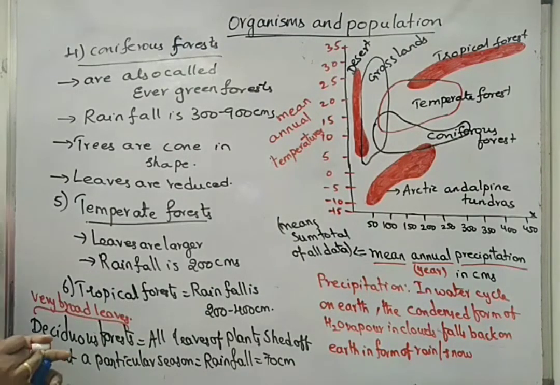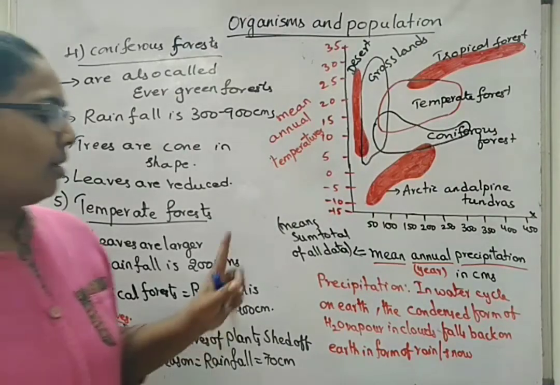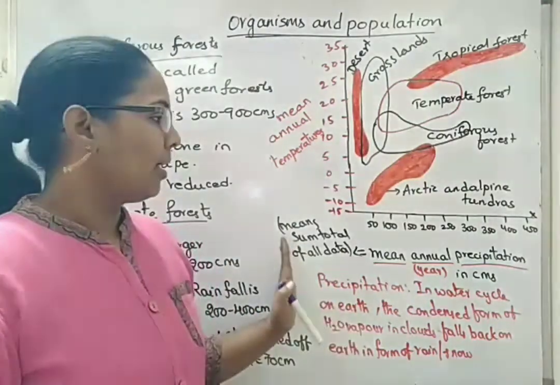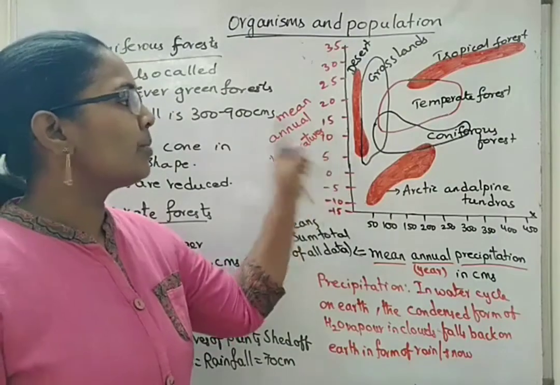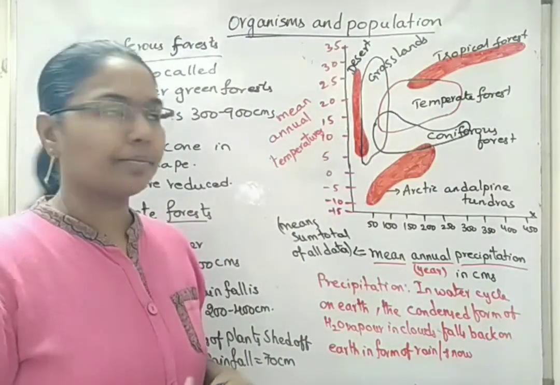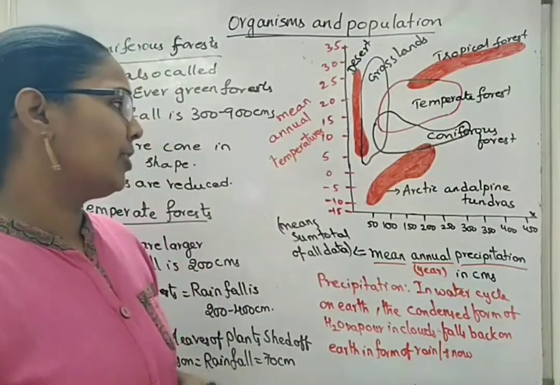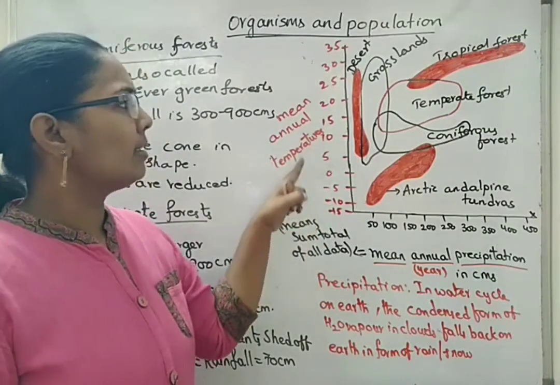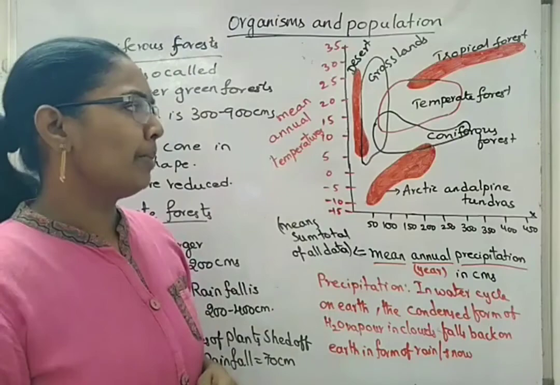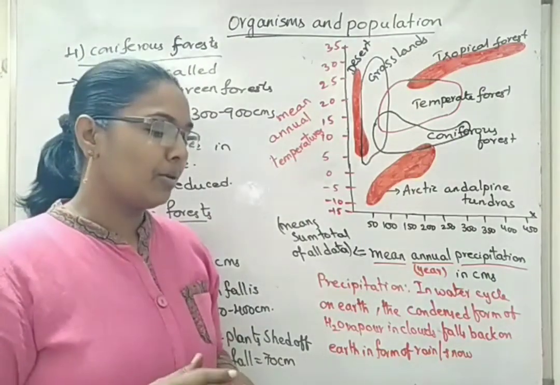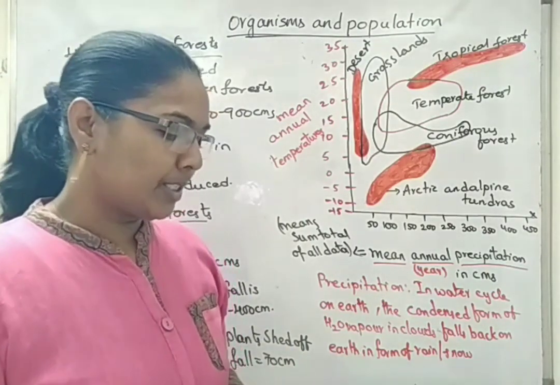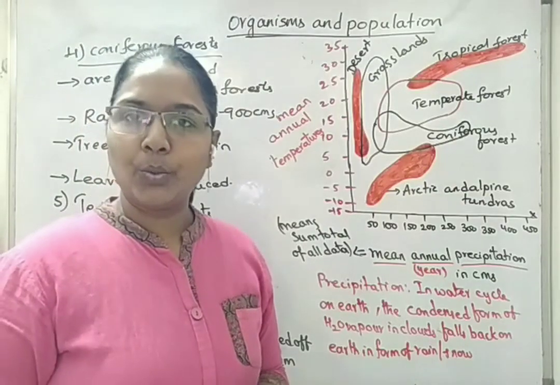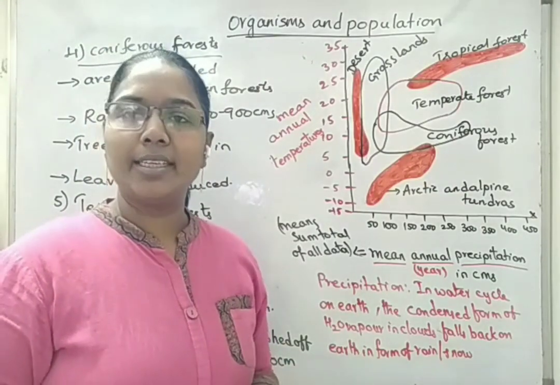So this is about the precipitation levels of different biomes and the temperatures that these biomes are habituating. And the geographical regions are also expressed with different temperatures in different biomes. So this is about the diagrammatic representation given on page number 220 of second year NCERT.